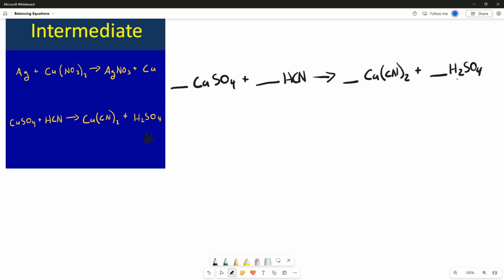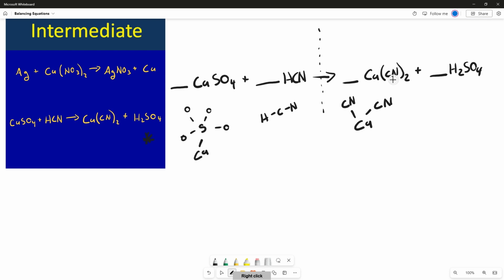All right, so again, we're going to divide this down the front. Let's just draw out what these molecules look like here. So we have Cu, and then that's attached to an S with 4 oxygens. And then we have an HCN. Again, I'm not worried about the correct number of bonds here, I'm just counting out numbers of atoms. And then we have Cu(CN)2, Cu, CN, and we have another CN because it's a 2 there. It means there's 2 of these. And then we have an H2SO4.